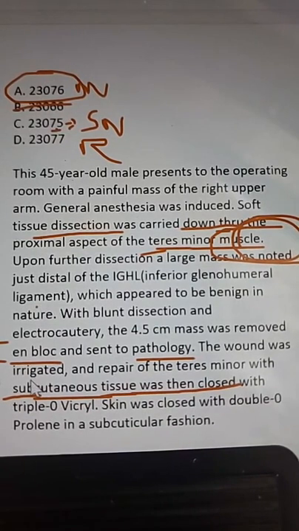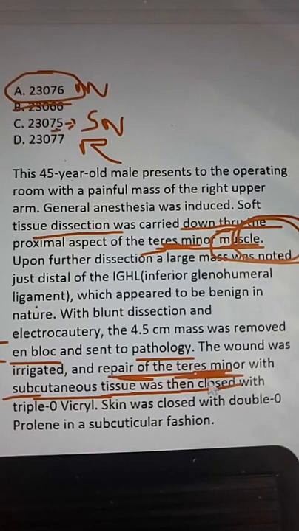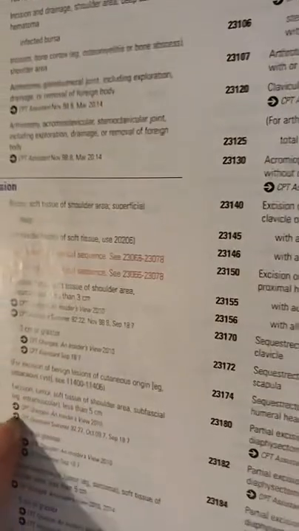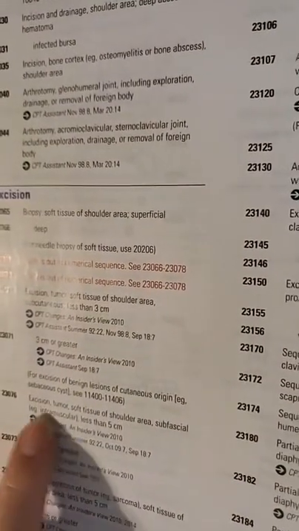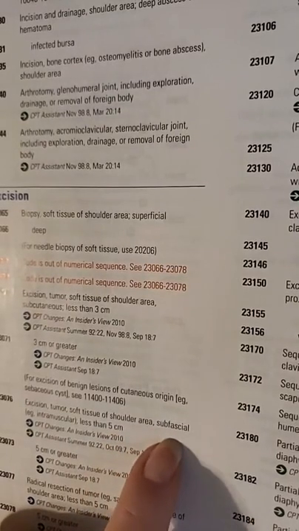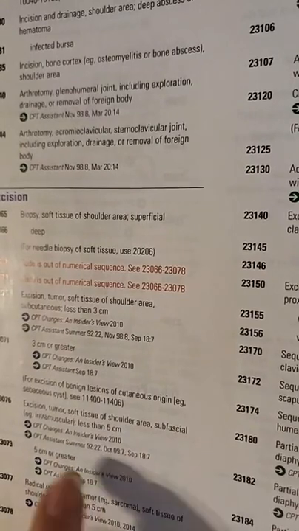The wound was irrigated, the repair of the tears minor. And then they don't even mention the muscle, but they did have to do a repair on the muscle. They only named it, but they didn't classify it as a muscle, but they should have. It was a minor muscle, but they stitched even the muscle back together. Yes, absolutely. And you could put, like, subcutaneous closure, because that 76 right there would have a subcutaneous closure, but a blunt dissection down to the tears, whatever muscle. You could absolutely write that in here.